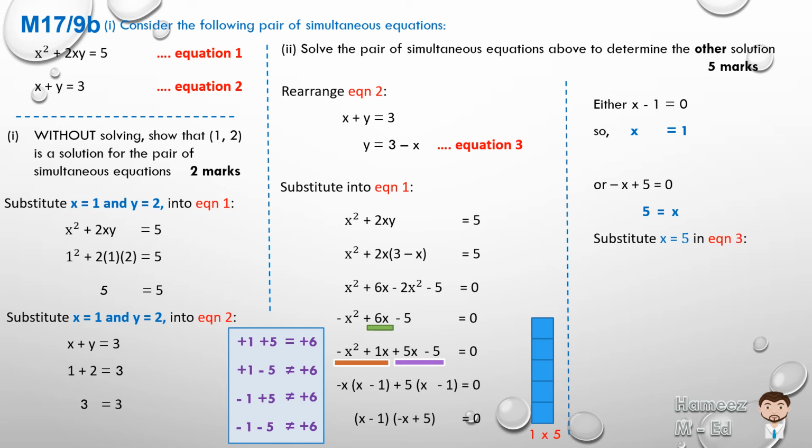And if we substitute x is equal to 5 into an equation, let's look at 1, 2, or 3. Equation 3 looks the easiest. Then let's write that y is equal to 3 minus x. And y is equal to 3 minus 5. So y works out to be minus 2. As such, at the point 5, minus 2 will be our second solution, meaning the second point where the straight line meets the curve.